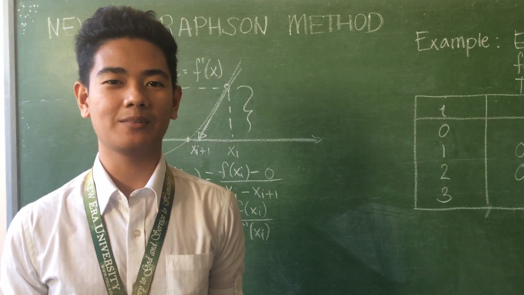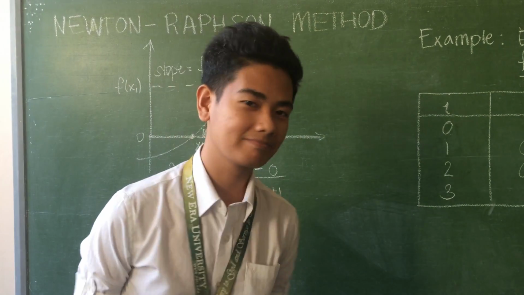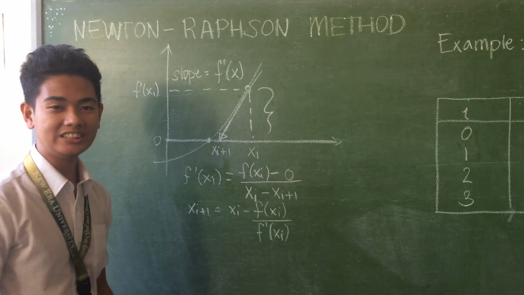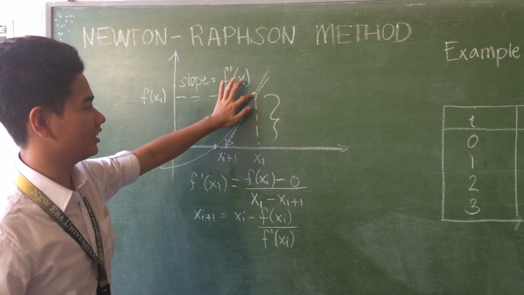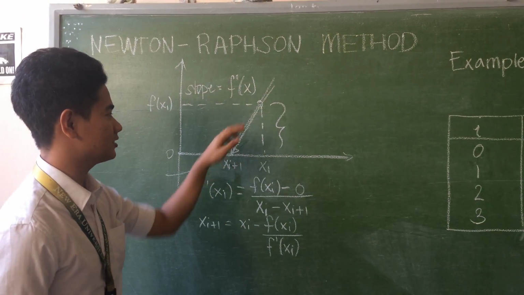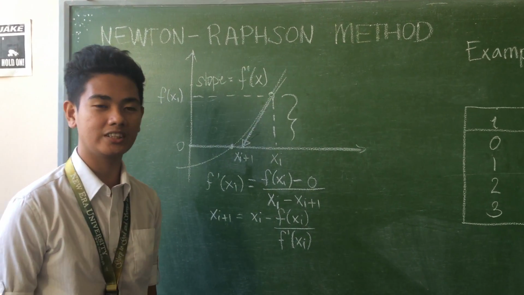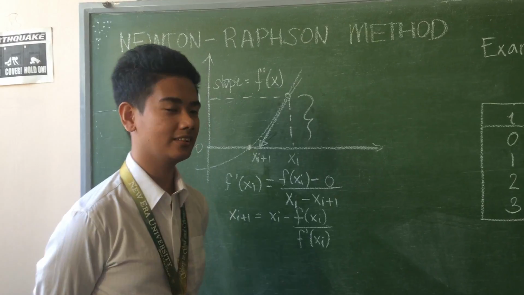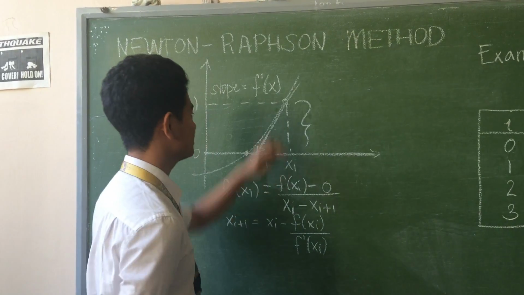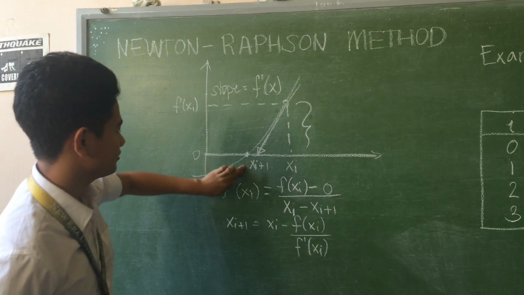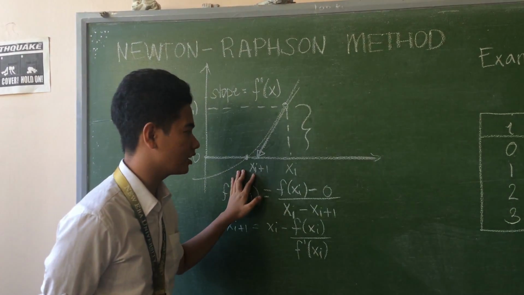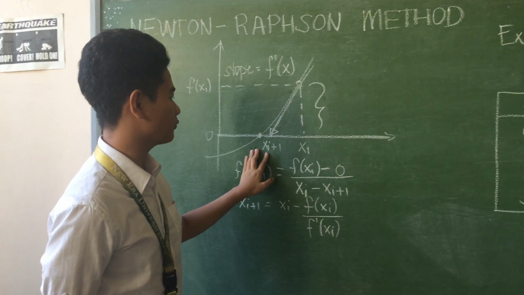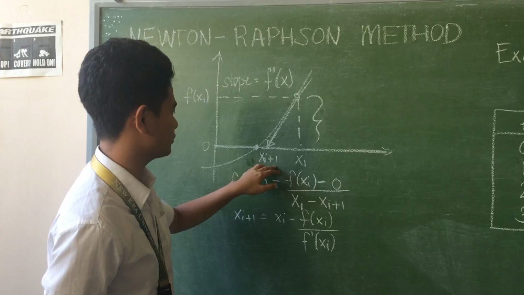Today we will discuss the Newton-Raphson method. So if we are given an initial guess of xi here, and if this point has a slope which is the derivative, and if we extend this line and it will cross the x-axis, this line will represent our approximate root for our function, xi plus 1.